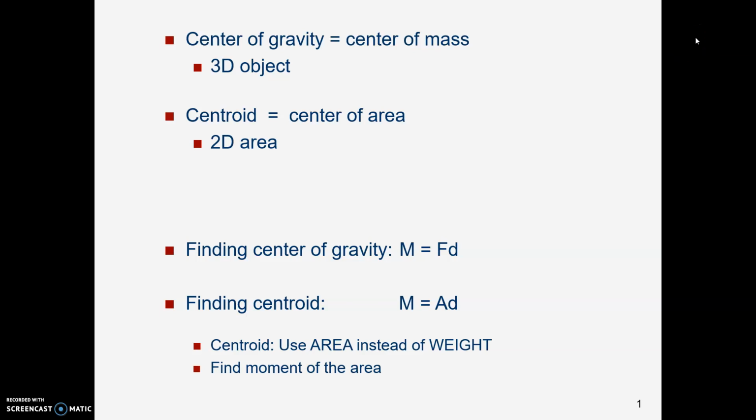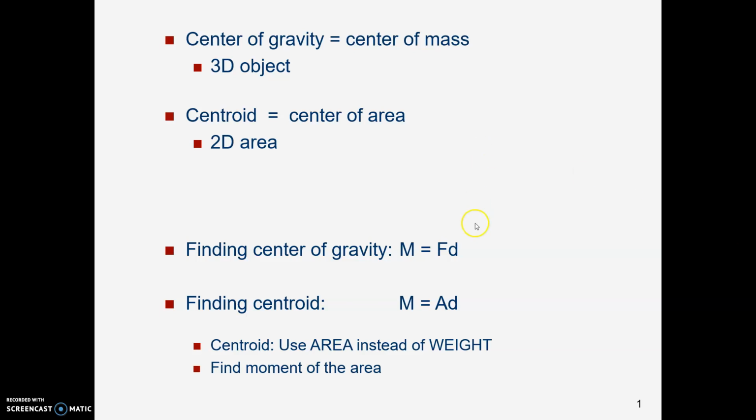When you're looking for the center of gravity of a thing, you are really looking for the center of mass. Where do the weights land? Where do the weights act? If you're just looking for the center of a two-dimensional area, like a sheet of paper, you're looking for a centroid. And they use the same method.